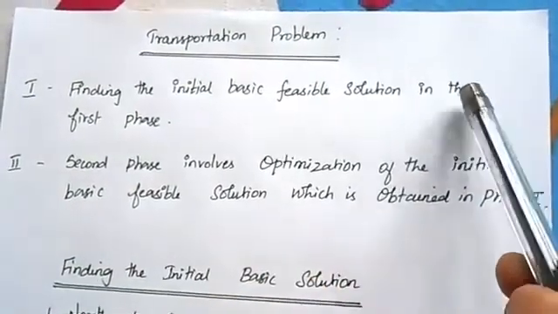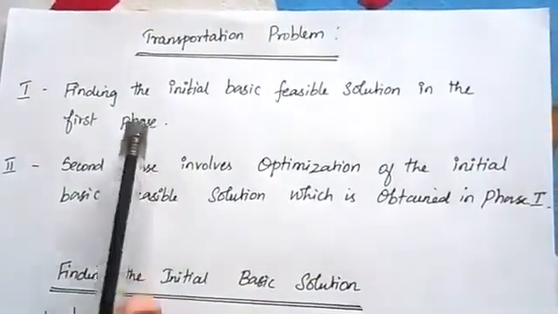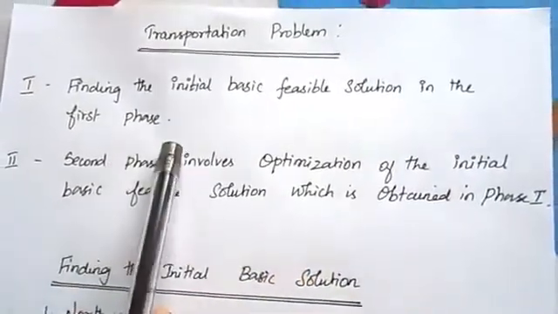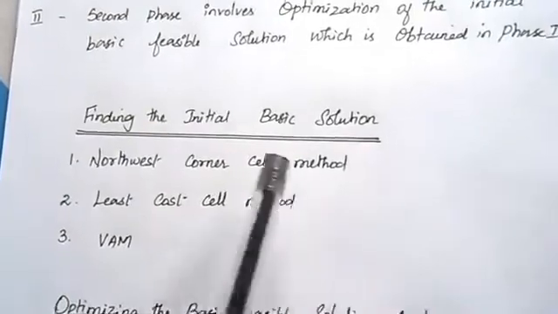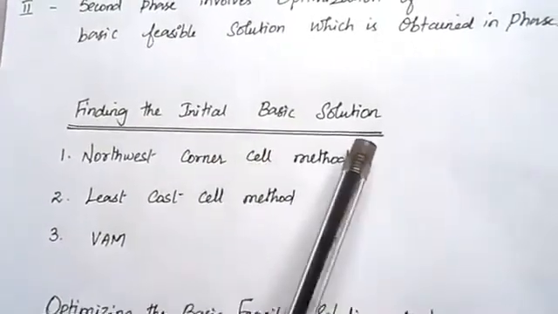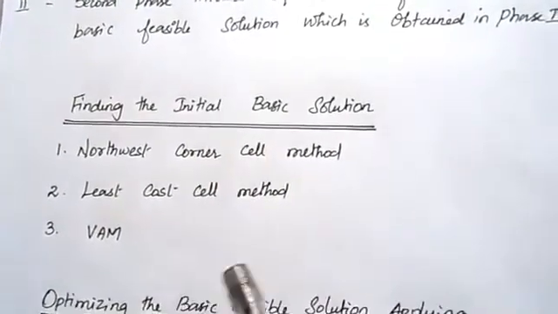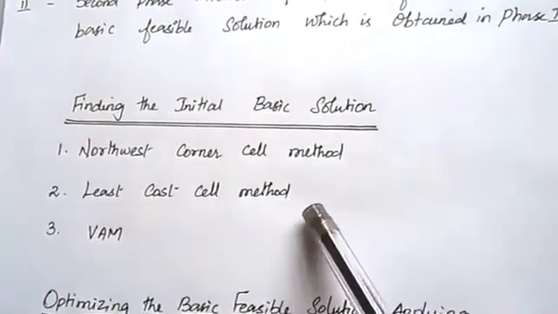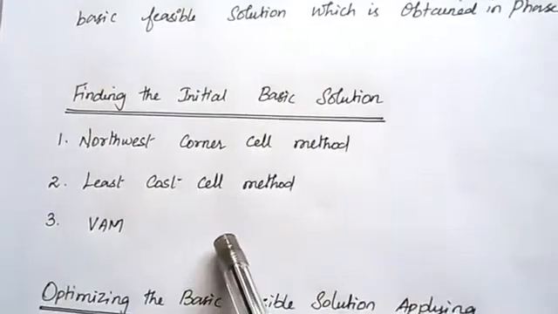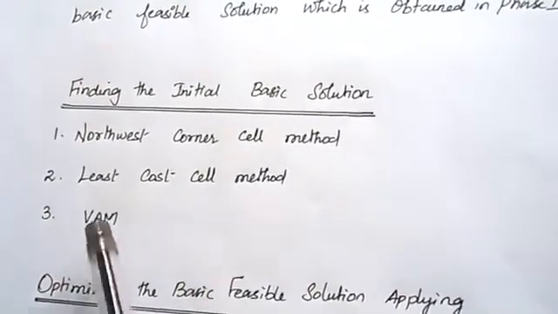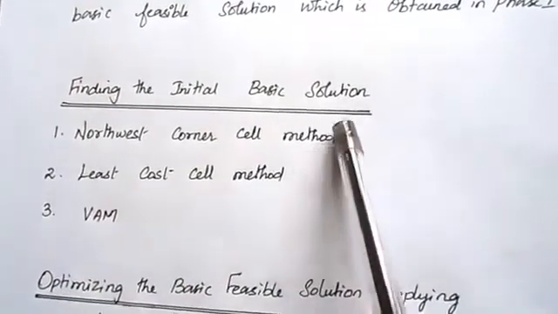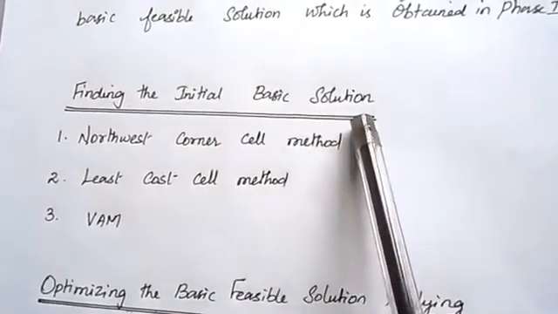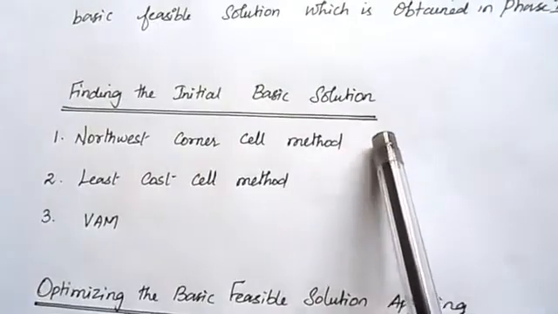It has two phases. The first phase is finding the initial basic feasible solution. In order to find the initial basic solution, there are three methods available. The first one is the northwest corner cell method, the second is the least cost method, and the third is Vogel's approximation method, that is the VAM method. These are the three methods available to find the initial basic feasible solution. That is the first phase.